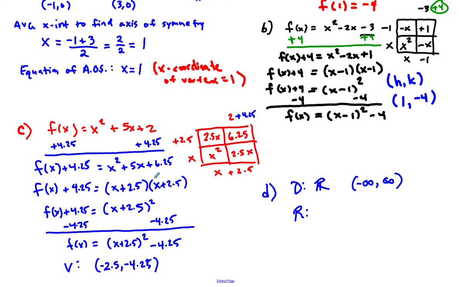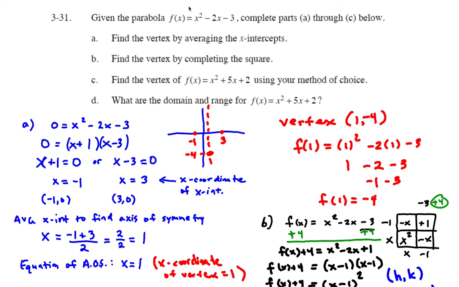Our range, since this one opens up, our lowest point, our minimum, is going to be at negative 4.25. So you could either say that y is greater than or equal to negative 4.25, or you could use interval notation here. Oops, I jumped the gun a little bit there. We could say here bracket negative 4.25 because we're including that point, and it goes to positive infinity, and we put a parenthesis there. So there's our domain and there's our range written in a couple different ways so you can check your work. This is problem 3-31.